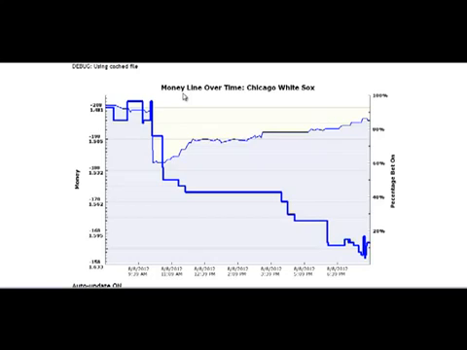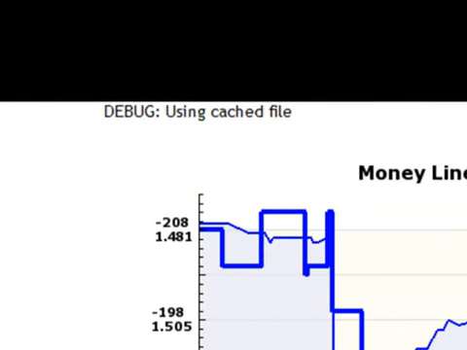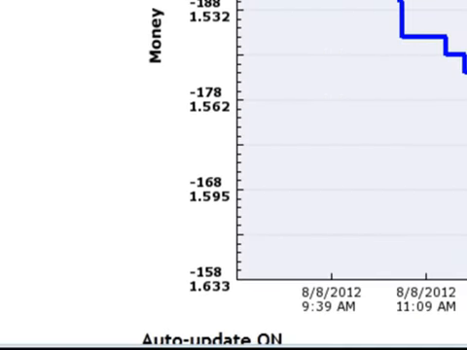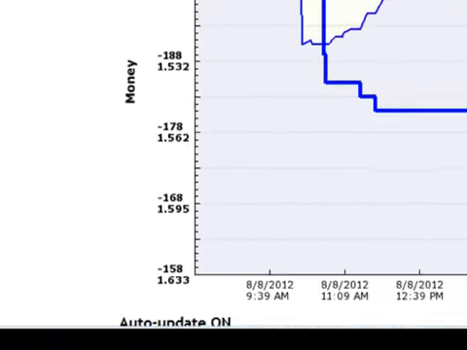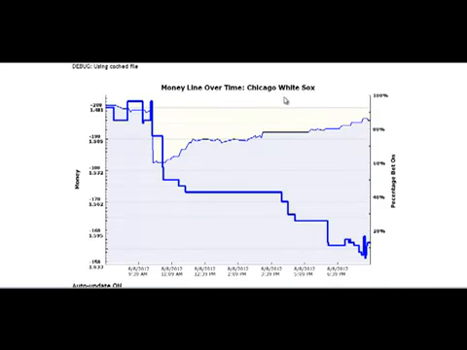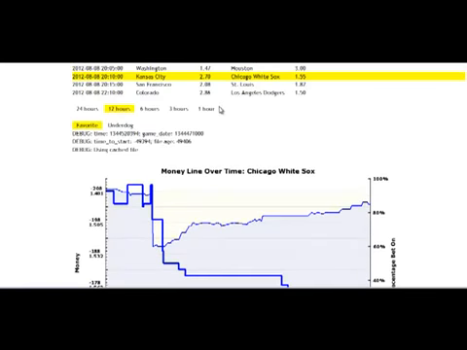But instead, you can see the line went in the opposite direction because the real money was coming in very heavily on the underdog. So instead of getting worse, the odds line actually got better. And you can see the line opened at minus 208 and ended at minus 158. That's a 50-point line reversal against Chicago White Sox. And this means that the sharp money favored the underdog instead. And the result? Chicago White Sox lost the game.